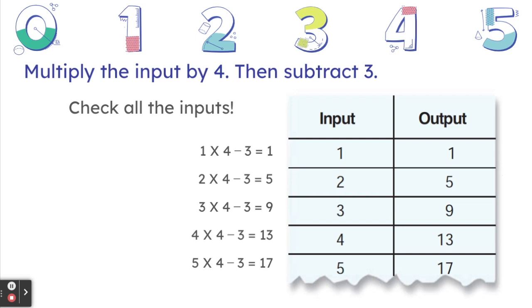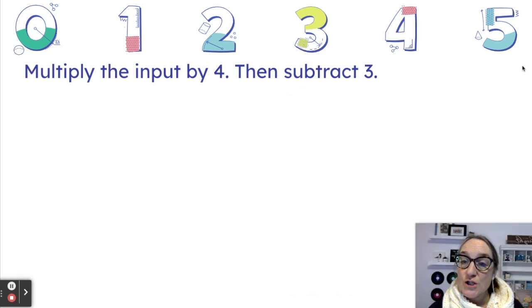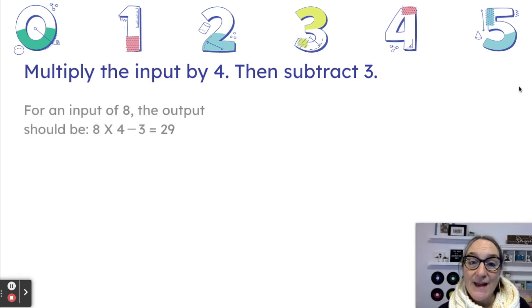Now, we can use this to predict the output for any input. So I could say to you, what if the input was, say, 8? What will the output be? So for an input of 8, the output should be 8 times 4 minus 3 equals 29.